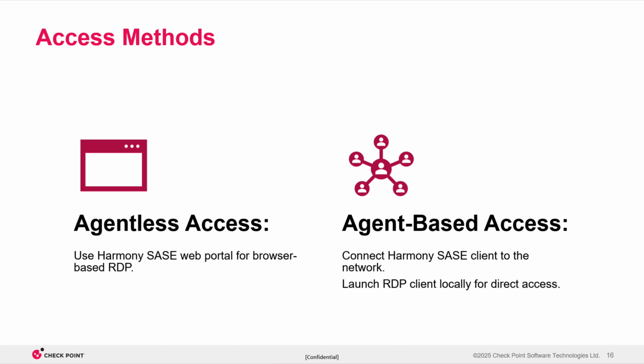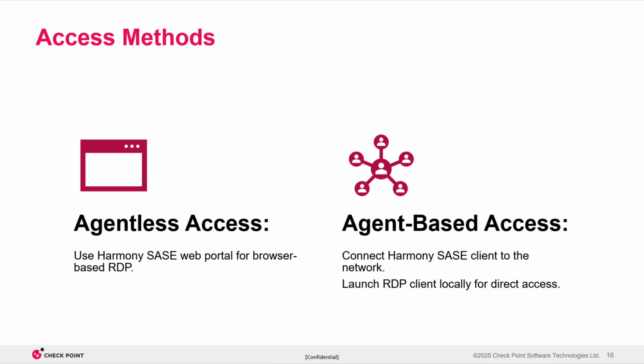Now let's see how we can access the application. Users can access the application in two ways. First, through the Harmony SASE web portal, which provides agentless access. This is ideal for contractors or BYOD users. Second, through direct access using the Harmony SASE agent, which allows native RDP or SSH connections once connected to the SASE network.